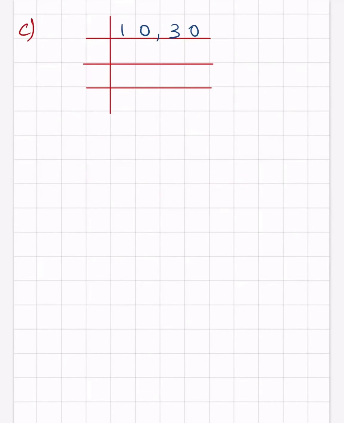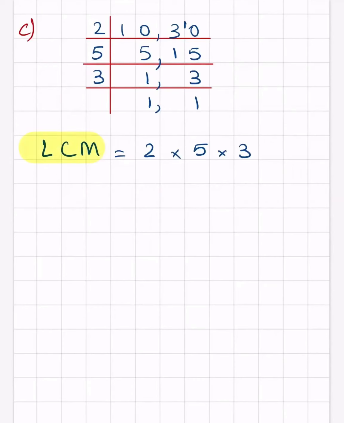Let's solve this. 2 5s are 10, 2 1s are 2, and 2 5s are 10 again. Now 5 1s are 5, 5 3s are 15, 3 1s are 3, right? This was pretty simple. Let's write the LCM. So the LCM of 10 and 30 is 2 times 5 times 3. Now let's multiply this. 2 5s are 10 and 10 3s are 30.